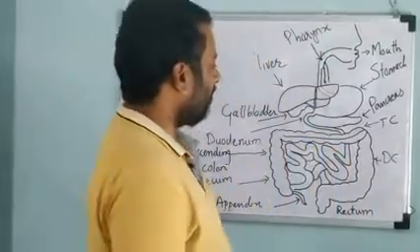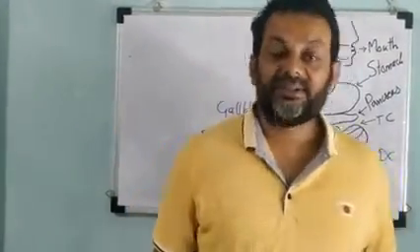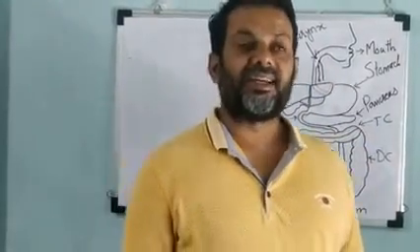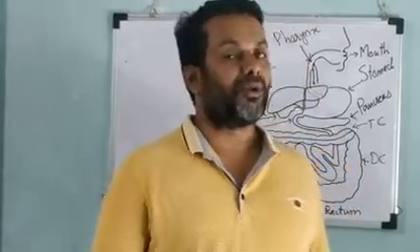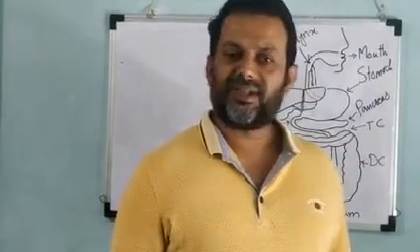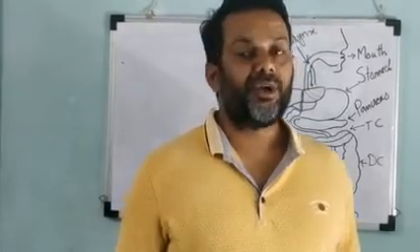Then the walls of the stomach have some important glands called the gastric glands. These gastric glands secrete the gastric juice. This gastric juice has three important components in it. The first important component is HCl. The second one is an enzyme called pepsin. And the third one is mucus.